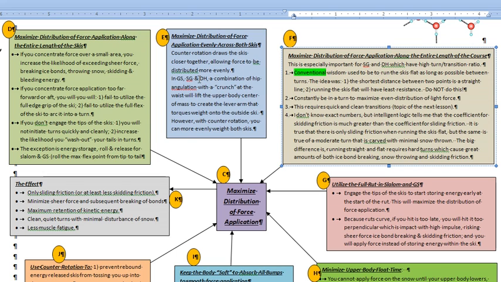Now, in GS, Super G, and downhill, a combination of hip angulation with a crunch, where you bow at the waist, will lift the upper body center of mass to create the lever arm that torques weight onto the outside ski. However, with counter rotation, you can more evenly weight both skis. That's the advantage.